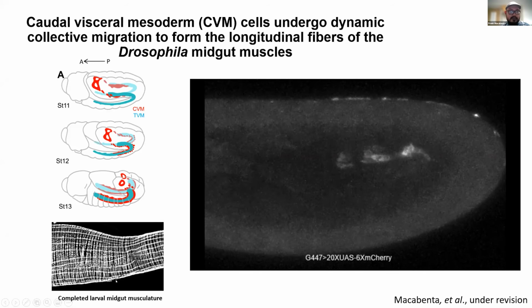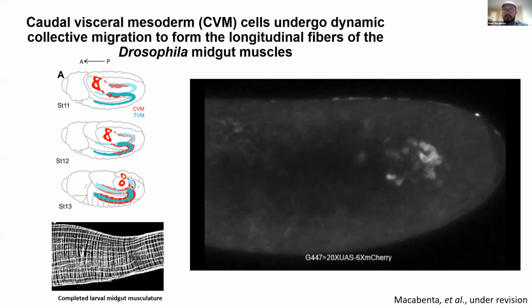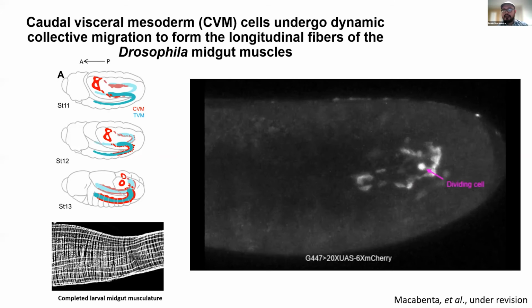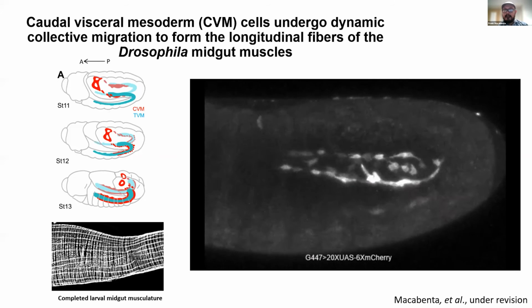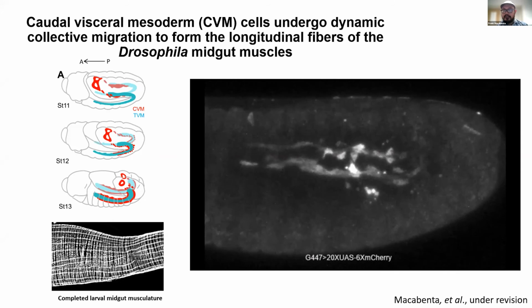And as you can see from this phalloidin staining, you can actually track any disruptions in this highly stereotyped pattern. And something we could also do is visualize this process live. This is an embryo with a CVM-specific GAL4 construct expressing 6XmCherry. And what this does is it allows us to visualize different events over the course of migration, including proliferation. And something we observed are wandering cells that seemingly leave the cohort and undergo cell death.